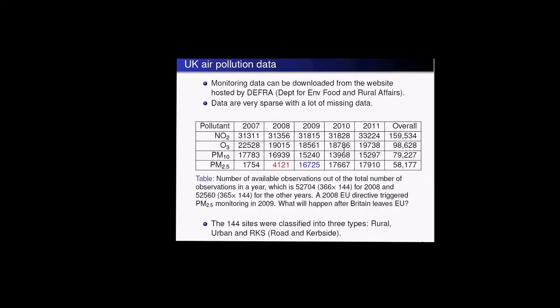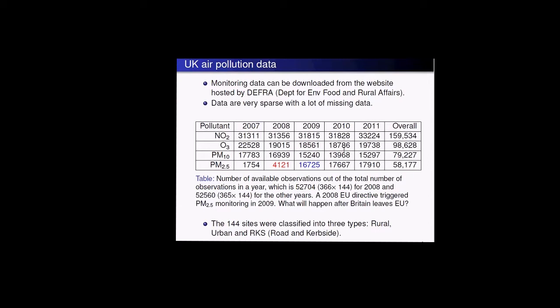Next is UK air pollution data. We have monitoring data that can be downloaded from the website hosted by DEFRA, the Department for Environment, Food and Rural Affairs. You can see the data are very sparse with a lot of missing data. This table shows the annual number of air pollution observations for each of 5 years from 2007 to 2011. We have collected data for the four most important pollutants: NO2, O3, PM10 and PM2.5. There are about 31 to 33,000 NO2 observations because that's the most vigorously monitored. O3 has about 20,000, and PM10, the dust particulate matter, has about 17,000.